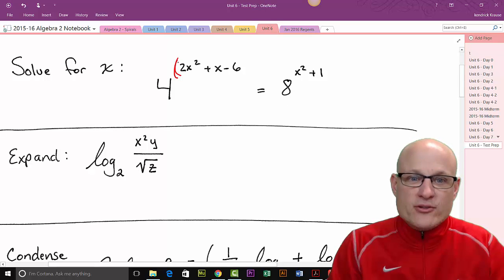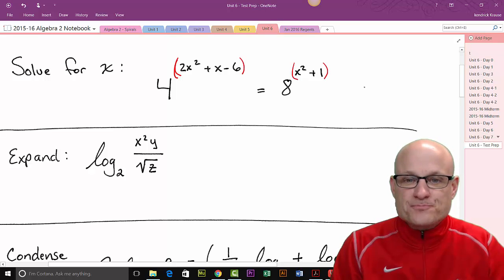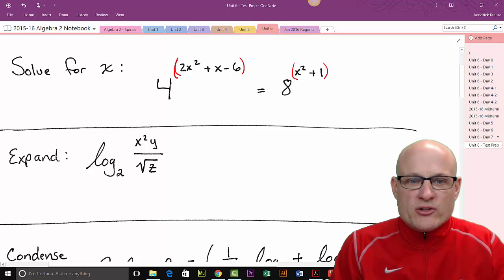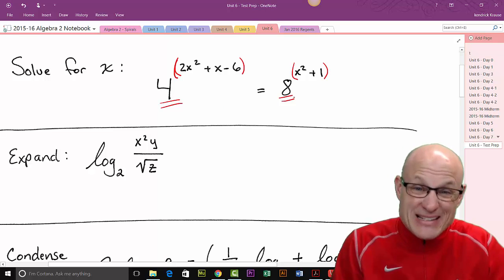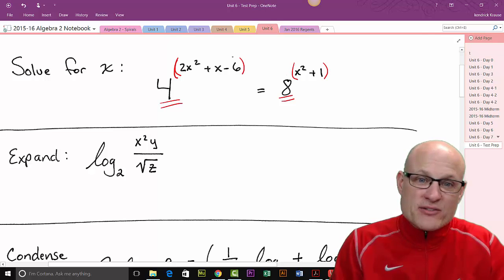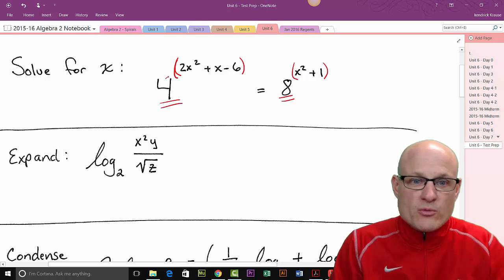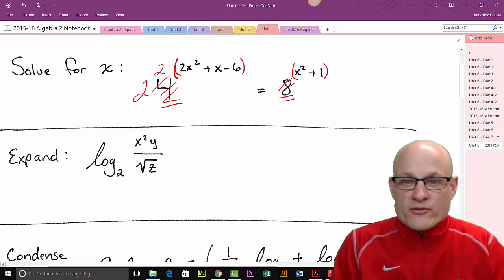First things first. As usual, we're going to put parentheses around this. Again, my computer is acting up, so we'll see how we do. What we want to do is make sure that these two things are the same. They have to be exactly the same. Right now they're not. If they were the same, we just have to set the exponents equal to each other. So we're going to conform this 4 and make it 2 squared. We're going to conform this 8 and make it 2 cubed.